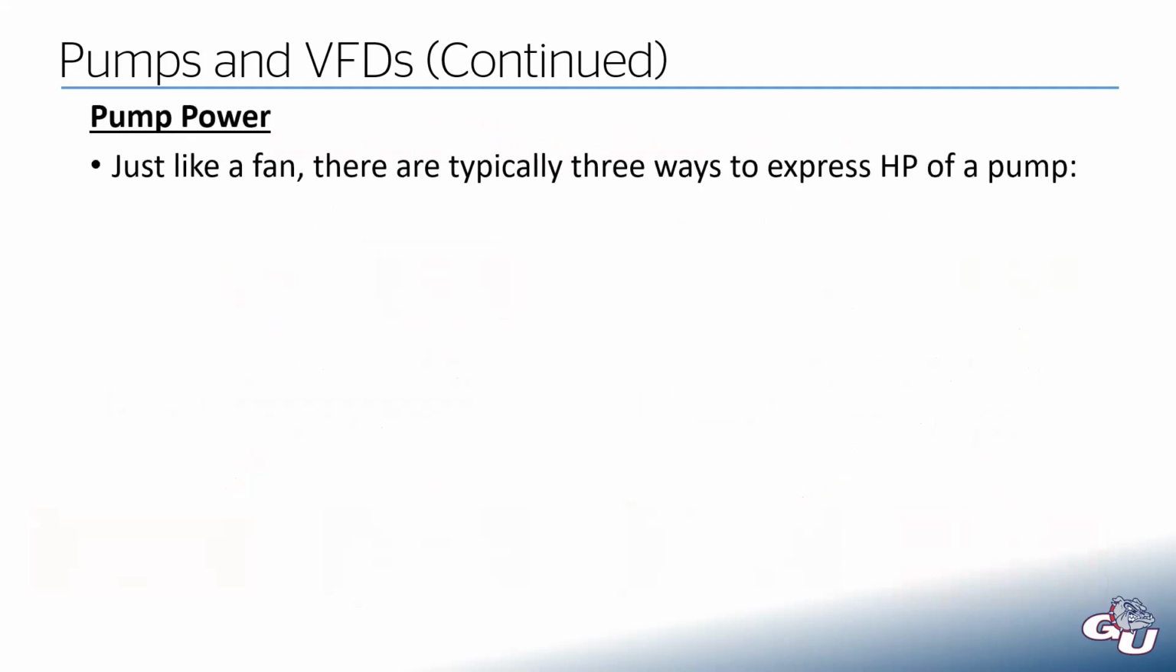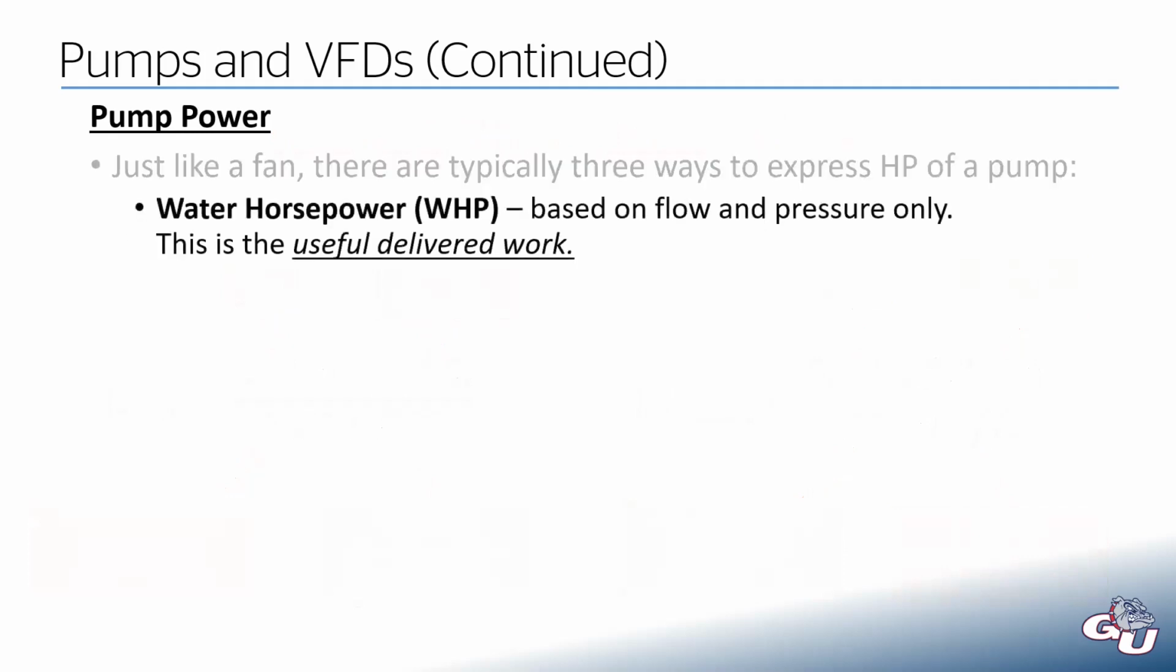Similar to fans, there are typically three ways that we can express the horsepower of a pump. We have our water horsepower, which is based on flow and pressure only. This would be analogous to air horsepower on a fan, which is based on CFM and inches of water column. So the water horsepower is our useful delivered work. That is the job of the pump: deliver some flow at some pressure. So that is our water horsepower.